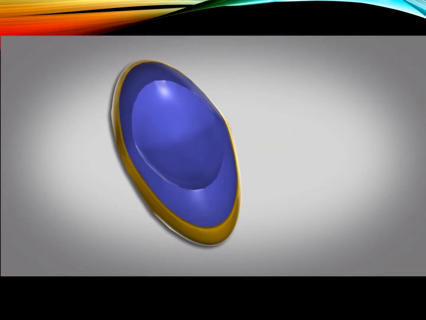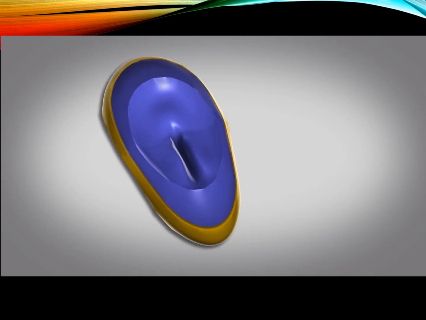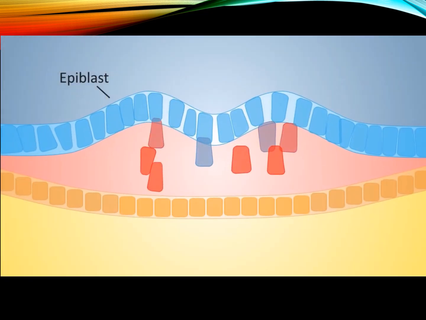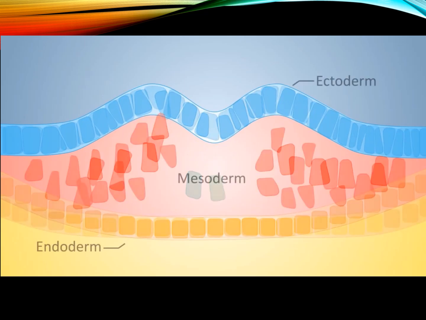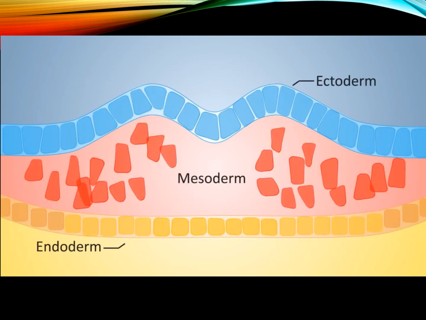In the 3rd week of development, a streak is created on the surface of the epiblast, during which time the cells of the epiblast detach and migrate. These migrating cells create 3 layers, the ectoderm, mesoderm, and endoderm layers, which go on to contribute cells to form all the tissues and organs in the human body.